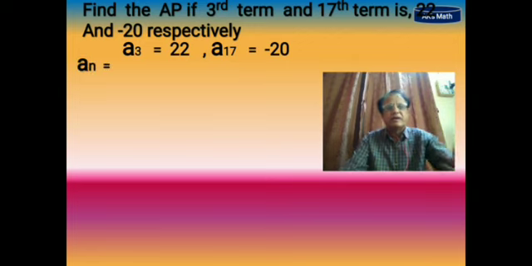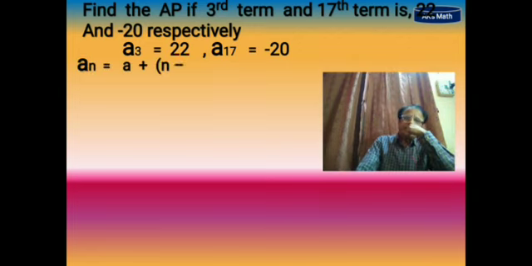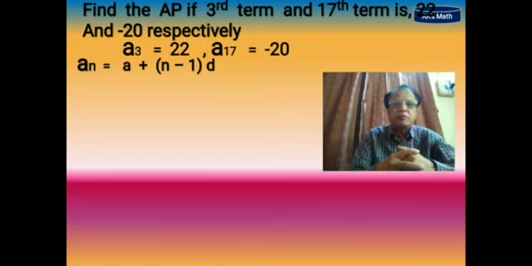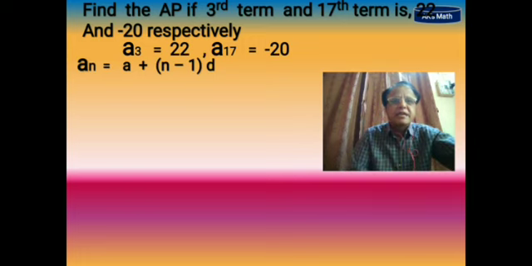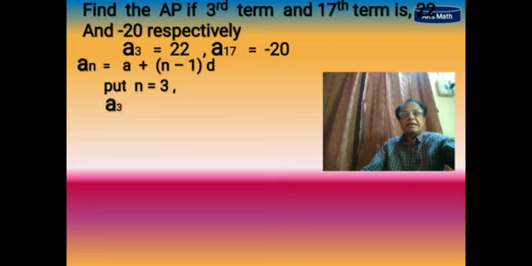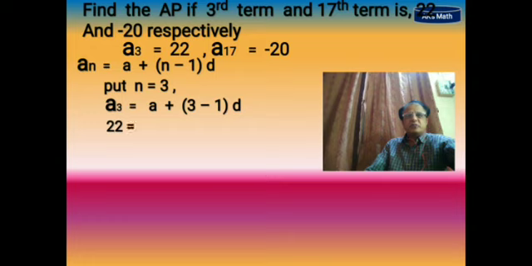After that, write the general formula. हुकुम का इक्का है अपना तो ये: A plus N minus 1 into D. This is the very important formula. So AN is equal to A plus (N minus 1) into D. What do we have to keep in this formula now? Put N is equal to 3 because A3 is given. So after keeping N is equal to 3, let's see what will happen. A3 is equal to A plus (3 minus 1) into D. So A3 is equal to 22, is equal to A plus 2D.